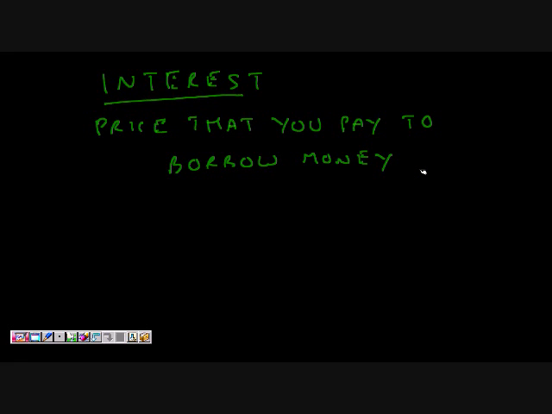Suppose I give you $5,000 and you give me $5,100, the extra $100 is considered interest, and is a sort of compensation for borrowing the $5,000 from me. So it's the extra money that you have to pay somebody in order to borrow money from them. There are two different types of interest.